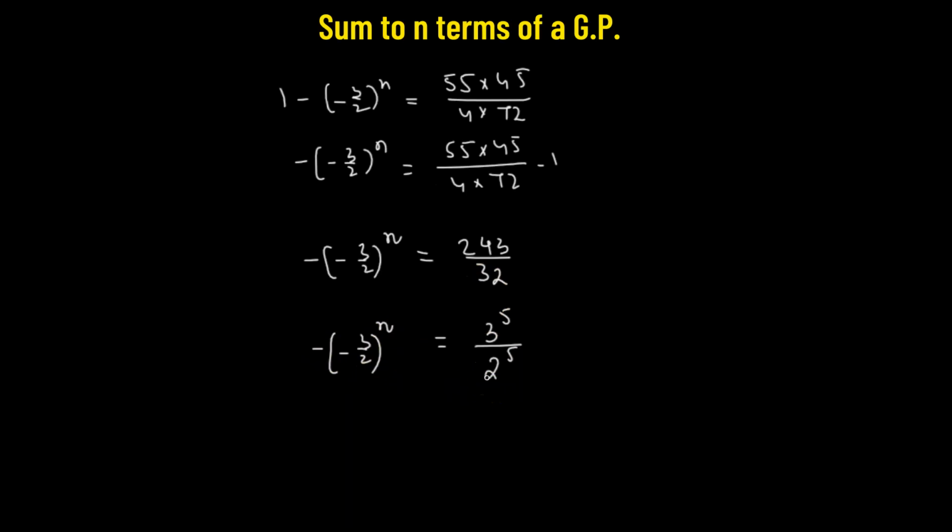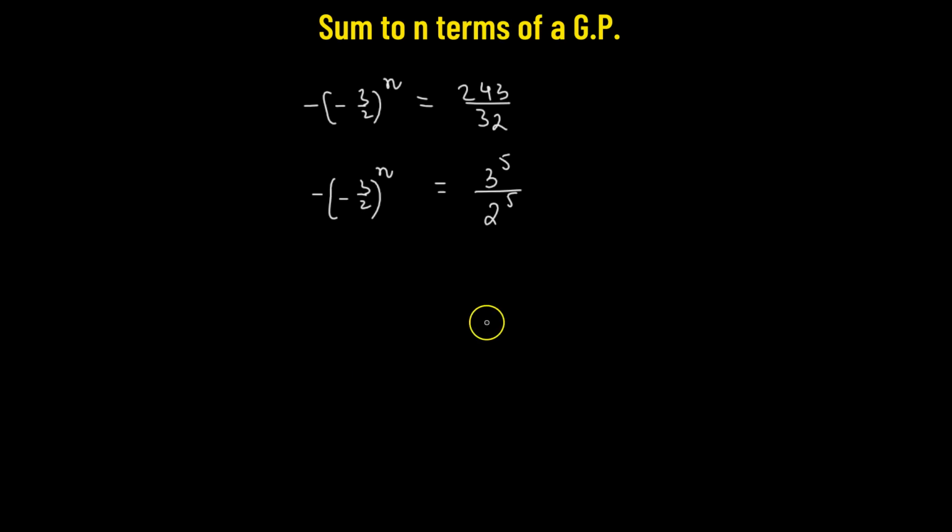Now we'll have to be a little bit careful here. So here we have negative of -3 over 2. So that means we can also rewrite this as negative of -3 over 2 whole raised to the power of 5, and we have negative of -3 over 2 whole raised to the power of n. Here the base is equal, so that means the power will be equal, and this gives us a value of n equals 5. So that means there are 5 terms in the given series.